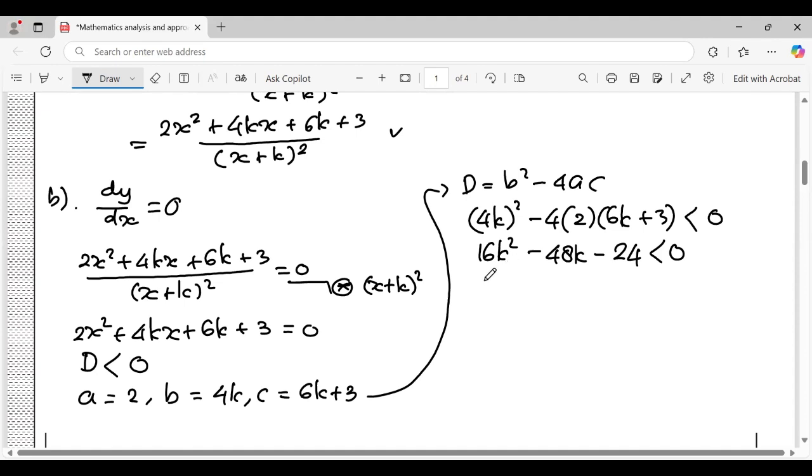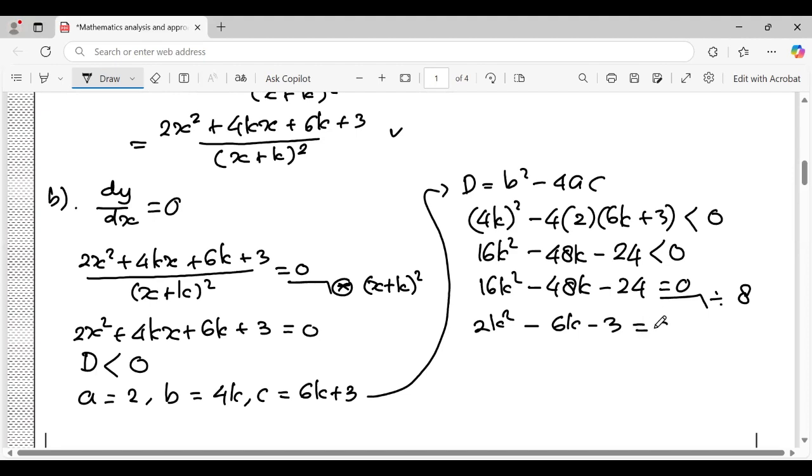We have to set this inequality as an equation because we are going to find k, right? So 16k squared minus 48k minus 24 equals 0. After that, divide by 8. So by 8, it is 2k squared minus 6k minus 3 equals 0. So a equal 2, b equal minus 6, and c equal minus 3.